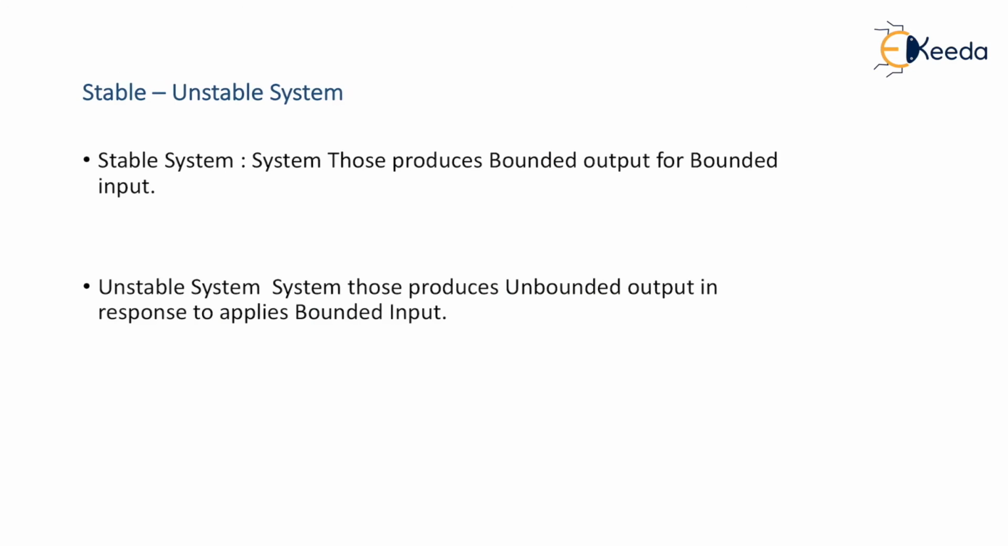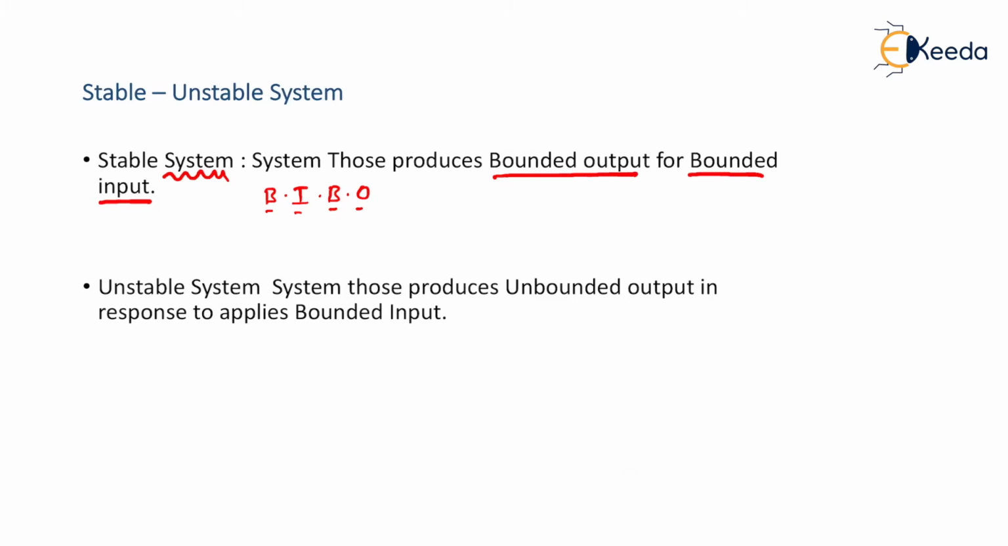To start with numericals, first of all understand the definition of stable as well as unstable system. Stable systems are those systems which produce bounded output for bounded input. So this term is very important. For bounded input, when a particular system generates bounded output, it is called a stable system. In fact, therefore, stable systems are also called BIBO systems. BIBO stands for bounded input, bounded output.